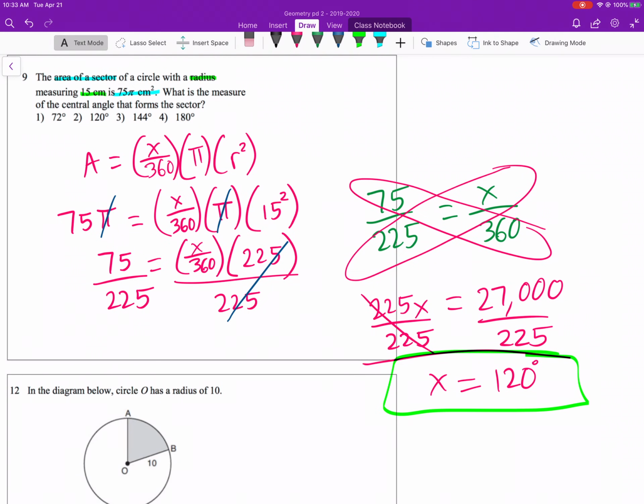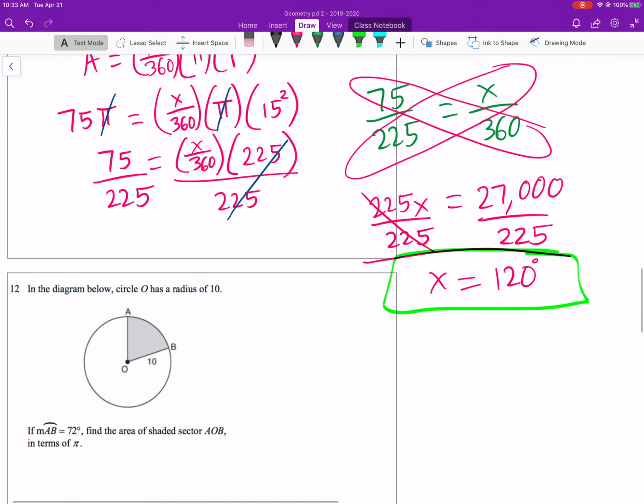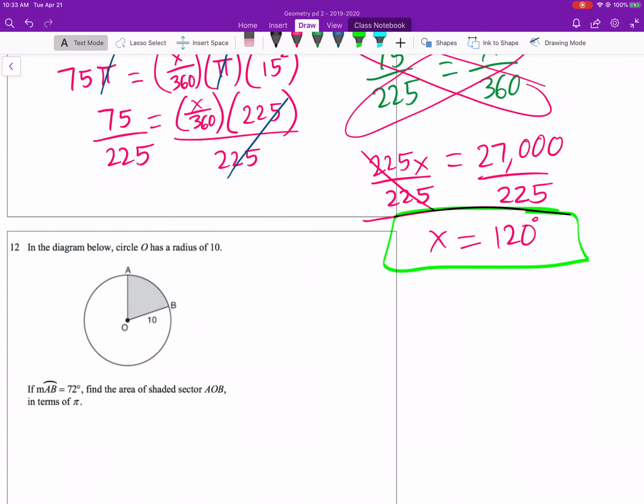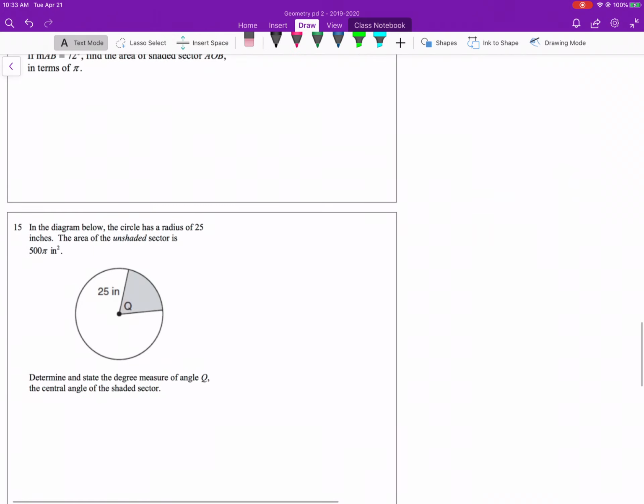All right, so what I'm going to have you do for today is the first one, you're going to practice finding the area, and the next one, you're going to practice finding the measure of the central angle.